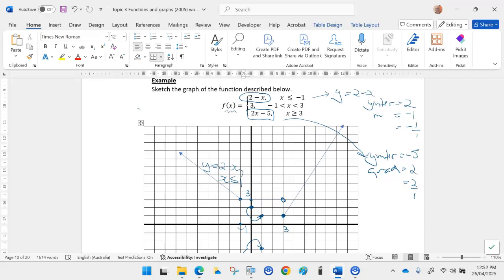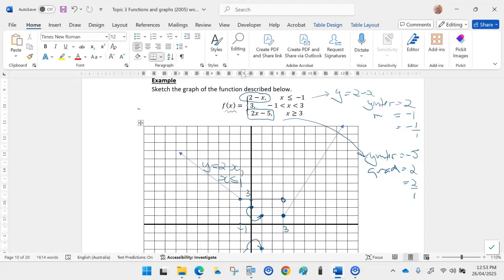The second function is y is equal to 3. That's a horizontal line that goes through 3. And I needed to draw it between -1 and 3. Now, at both of those ends, there should be circles. And the reason why there's not a circle on this portion above -1 is because it's part of the first function, y is equal to 2 minus x, where -1 is included.